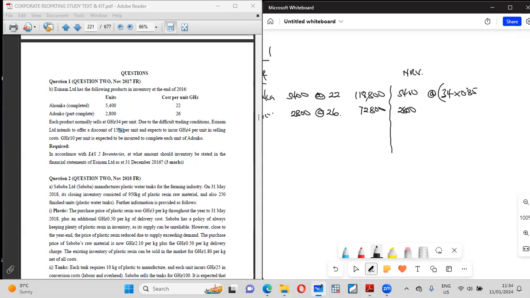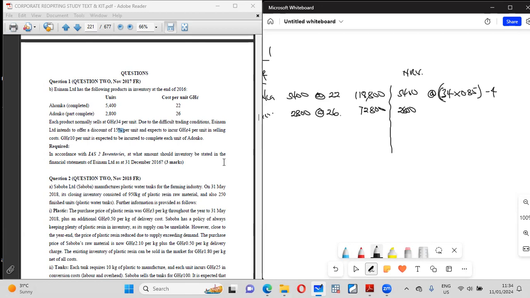0.85, because we are giving out a discount of 15%. So as far as the 34 is concerned, we need to reduce the 34 by a discount of 15%. So that we can't sell it at 34, we have to reduce it so by what? 0.85. All right. Then again, it says that they will incur 4 cedis. So after that, we need to also deduct 4 cedis out of it. All right. So that is for the product.